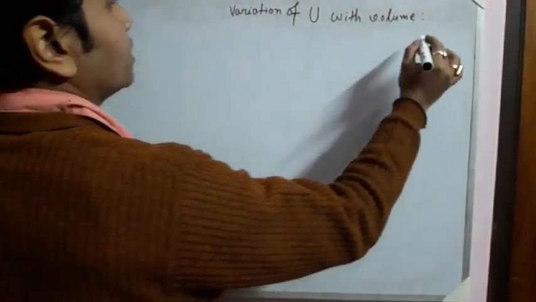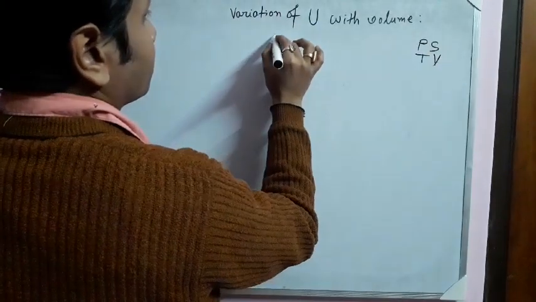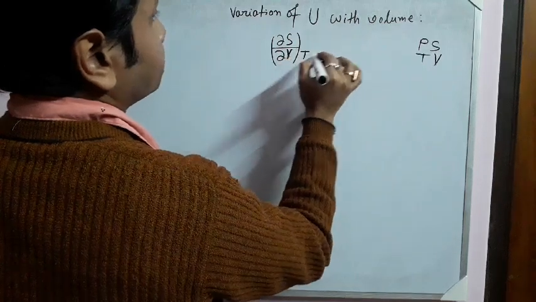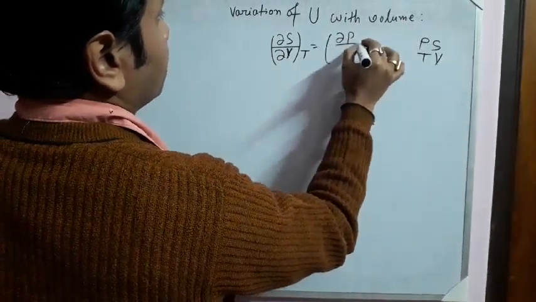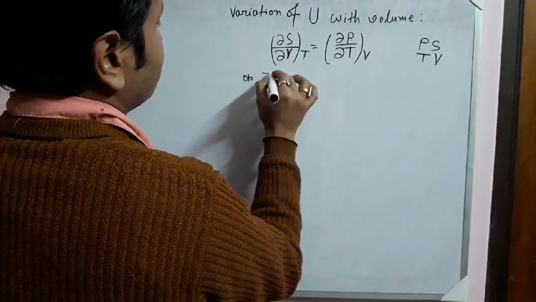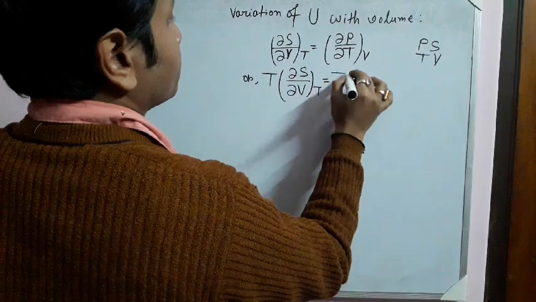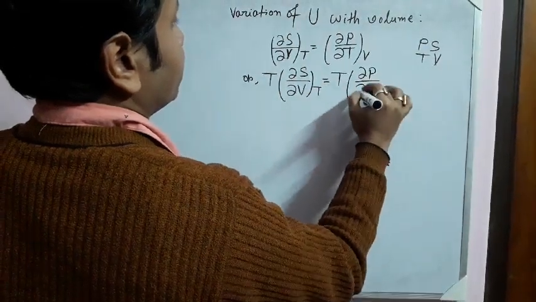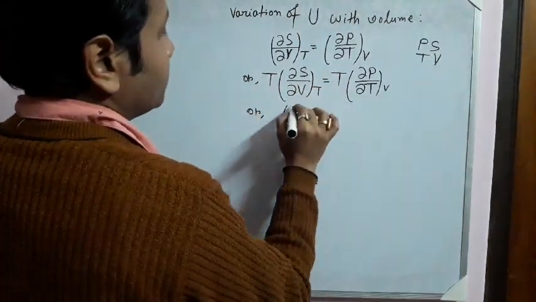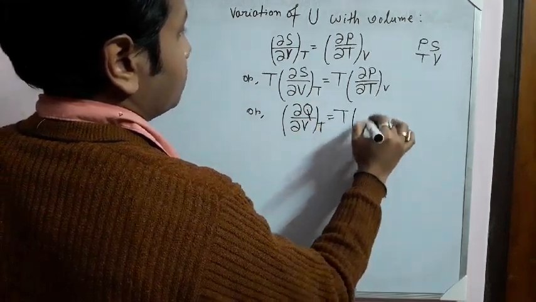From Maxwell's relation, we use this relation: (del S/del V) at constant temperature is equal to (del P/del T) at constant volume. Multiplying both sides by T, T (del S/del V) at constant temperature equals T (del P/del T) at constant volume, and T dS is nothing but dq, so T del S means del q. So we can write this.